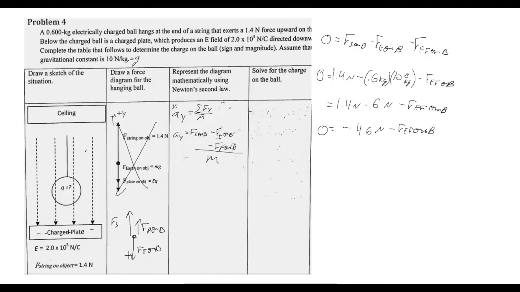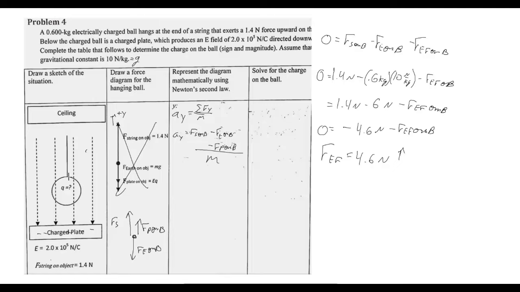So if the force of the earth on the ball is 6 newtons, then the force of the string on the ball would have to be more than 1.4 if the force of the plate was downward. So this would have to be greater than 6 newtons, which is not. It's 1.4. So obviously the force of the plate is pushing up on the ball to balance out the 6 newton force from the Earth on the ball. So the force of the E field on the ball would have to be this 4.6 newtons, right? When you solve this out, you add this to this side, it's going to be 4.6 newtons in the positive direction, 4.6 newtons up.